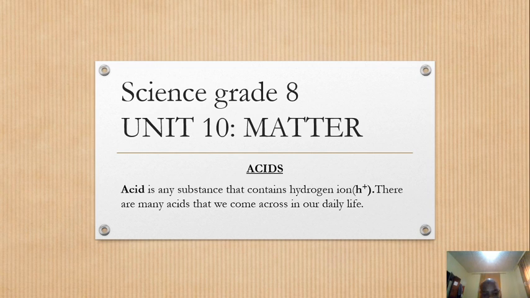What's acid in the first place? What's acid? Acid is any substance that contains hydrogen ion. Hydrogen ion.